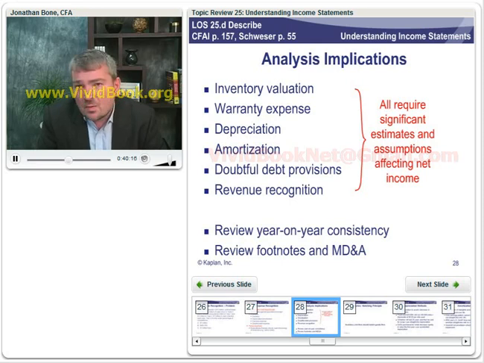So whenever we see estimates and assumptions being used in the accounts, we need to review year on year for consistency, and we need to review the footnotes because of course that's where we're going to pick up the estimates that are being used. And of course in the footnotes they will tell us about any change in accounting estimates. Remember, in management discussion and analysis, we're also likely to see discussion on why there was a change.